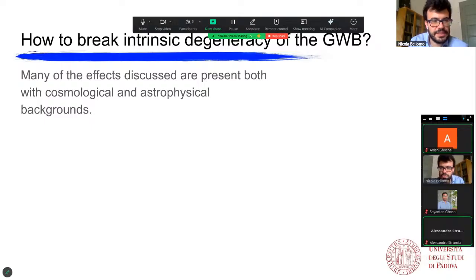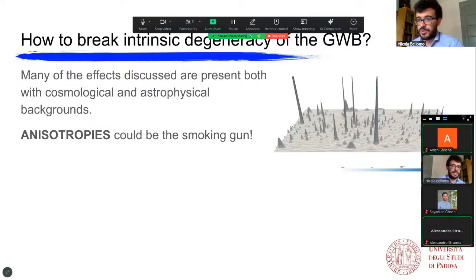Now, how to do that? Well, one possibility could be anisotropies of the stochastic gravitational wave background. This is because, depending on whether the sources are astrophysical or cosmological, the anisotropy could be dramatically different.